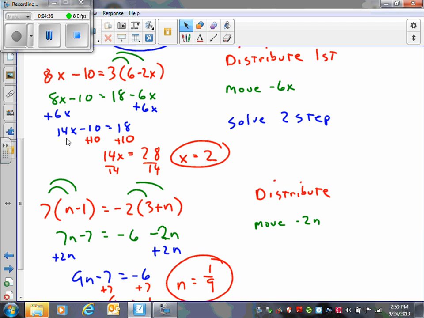8x plus 6x is 14x. Minus 10 is still there. Still have 18, the minus 6x plus 6x canceled out. Have a two-step equation, 14x minus 10 equals 18.